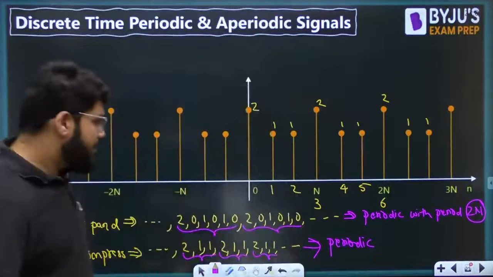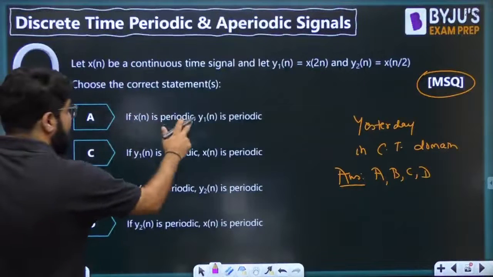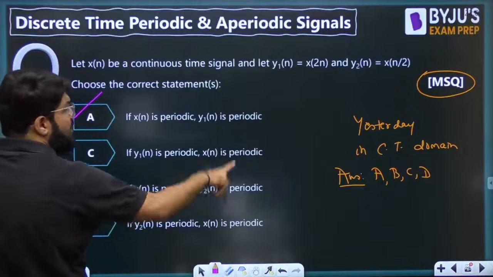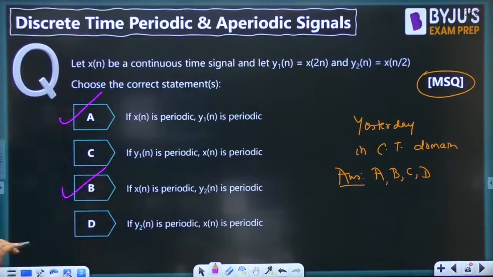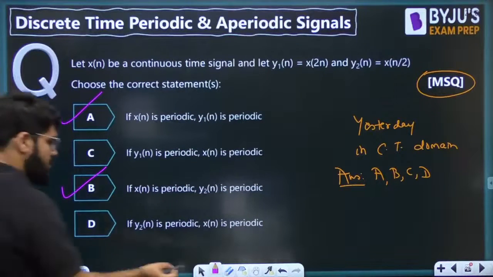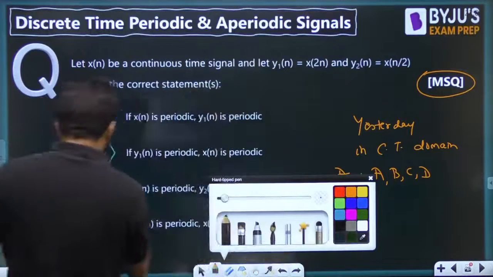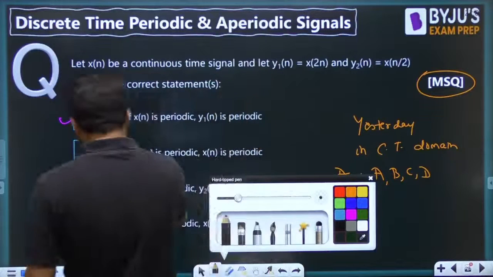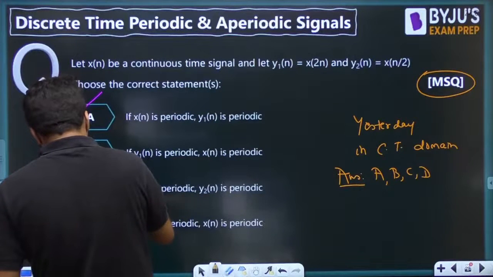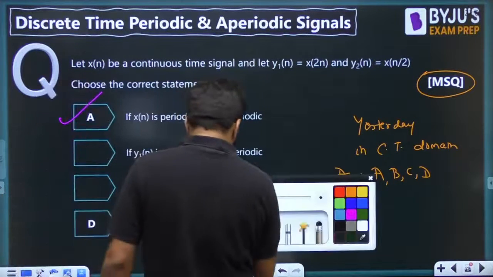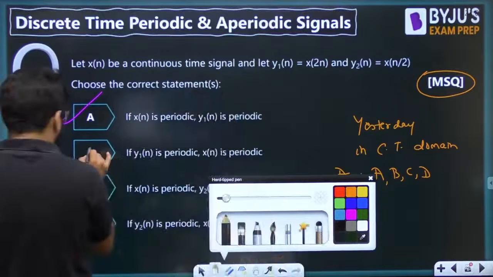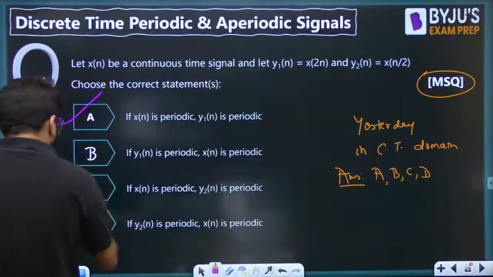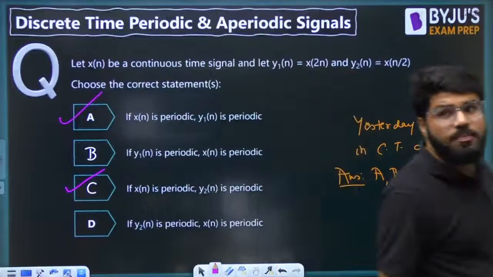So here, dear, pehle options pe aate hain. If x of n is periodic, y1 of n, the compressed form, is periodic. If x of n is periodic, y2 of n, that is the expanded form, is periodic. Sorry, this is a typo with the options. Matlab arrangement differ ho gaya hai. Slight difference in arrangement. I'll make that correct. So at least I am telling you that A and C are correct. Now let us talk about B and D.